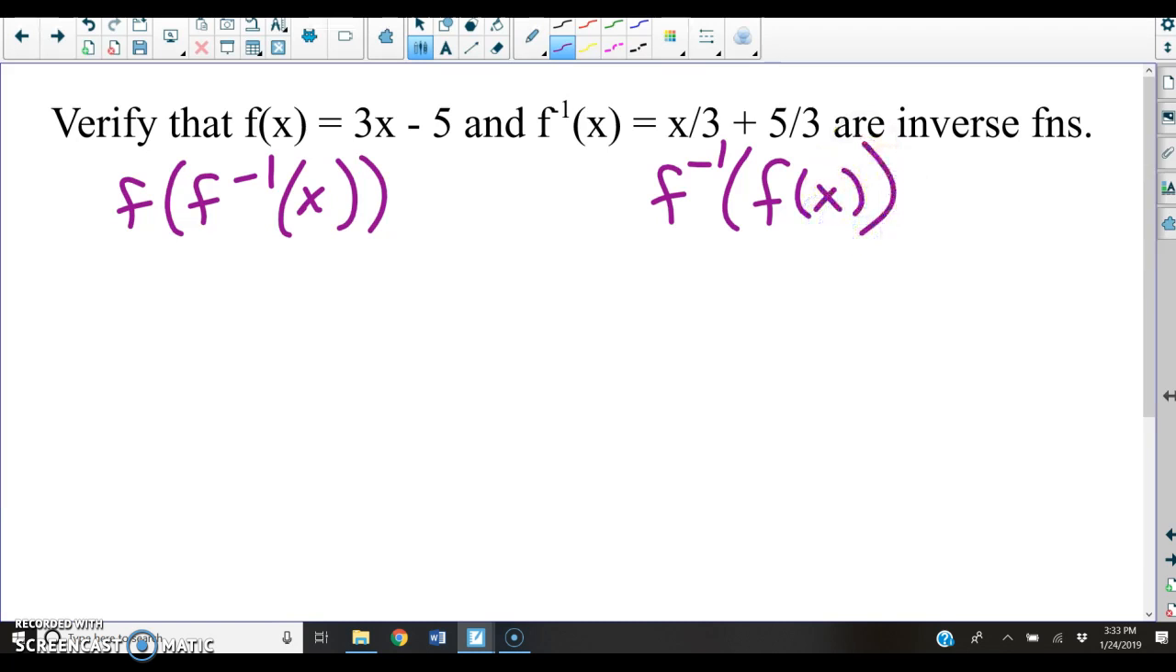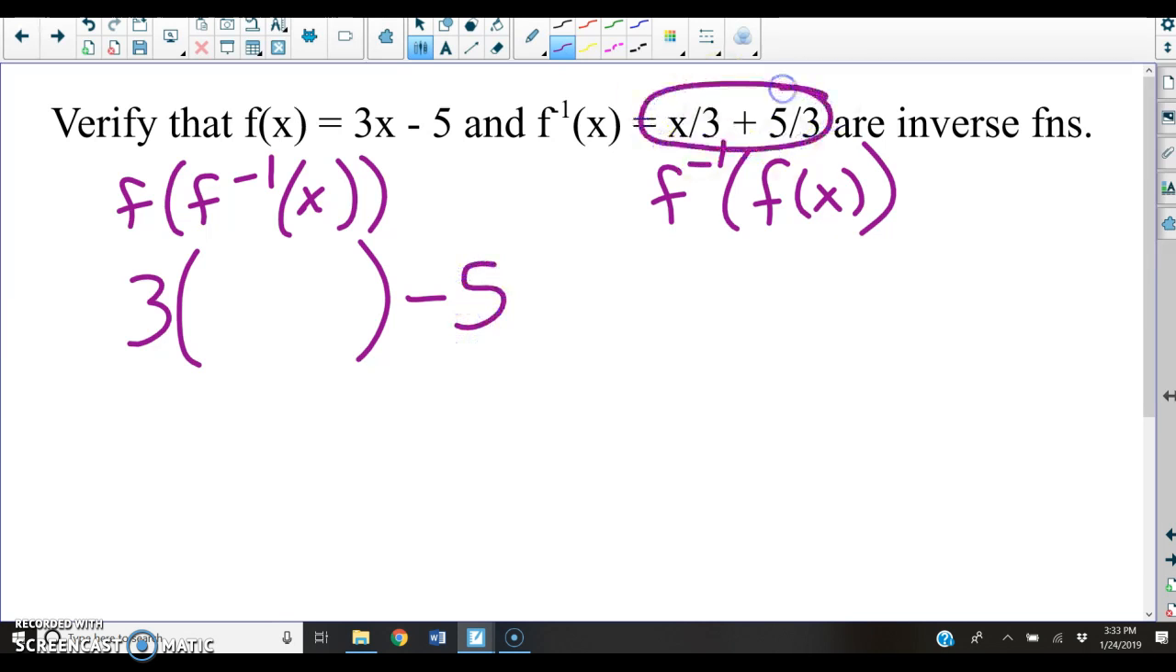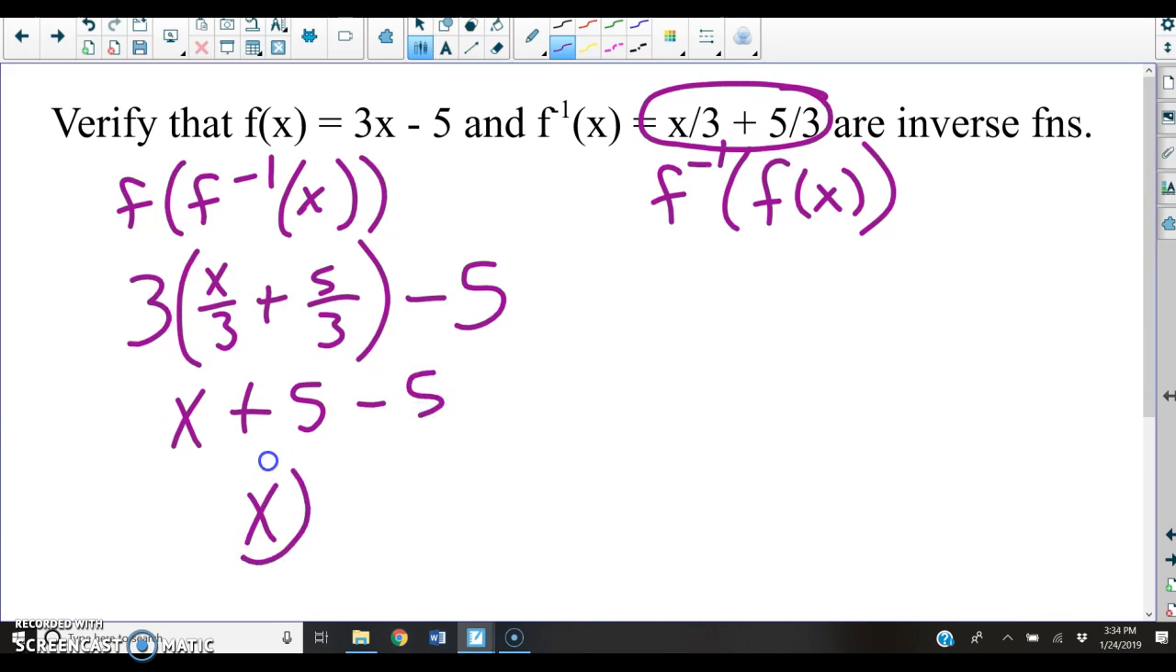So on this one, I'm going to do the 3 times, and replace my x with my f inverse stuff: x over 3 plus 5 over 3. And I think you see that cleans up to x plus 5 minus 5, which is x, what we expected it to be.